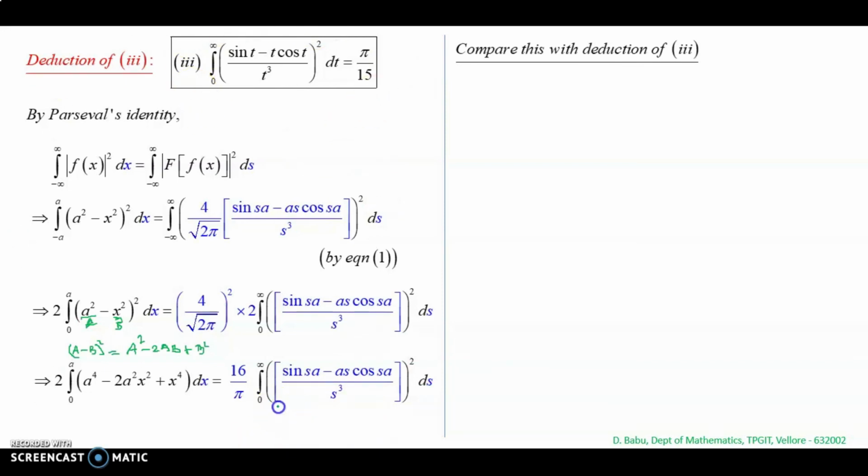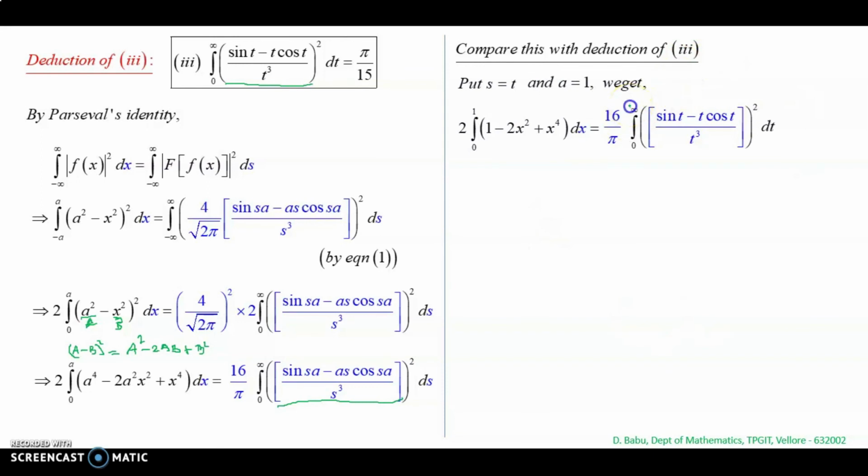So compare this bracketed term with this bracketed term. Here the denominator is s cube, there the denominator is t cube. Therefore substitute s equal to t. When s equals t, this is sin ta, and there it is sin t, therefore put a equal to 1. We get 2 times the integral from 0 to 1 of 1 power 4 minus 2 times 1 square x square plus x power 4 dx, which equals 16 by pi times the integral from 0 to infinity of sin t minus t cos t divided by t cube, the whole square, dt, where s equals t.